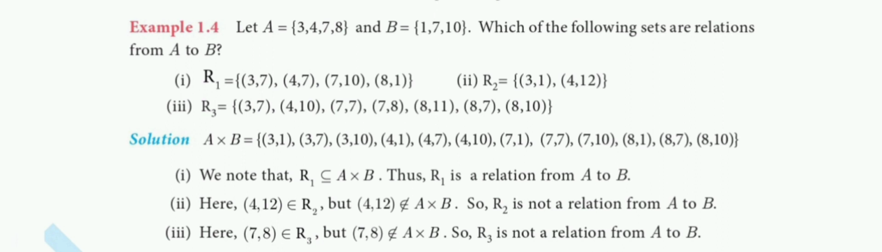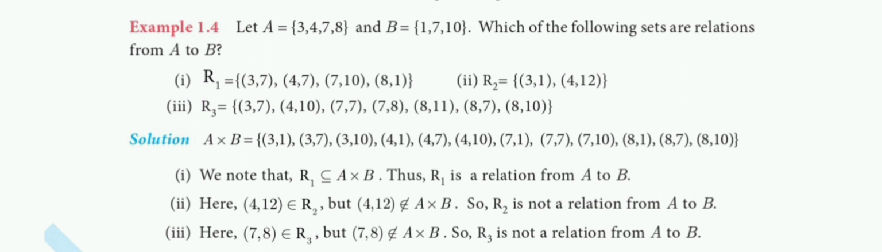Subdivision 1. R1 is a set of all ordered pairs. The elements are (3, 7), (4, 7), (7, 10), and (8, 1). Subdivision 2. R2 is a set of ordered pairs. The elements are (3, 1) and (4, 12). Third subdivision is R3, equal to a set of ordered pairs which are (3, 7), (4, 10), (7, 7), (7, 8), (8, 11), (8, 7), and (8, 10).